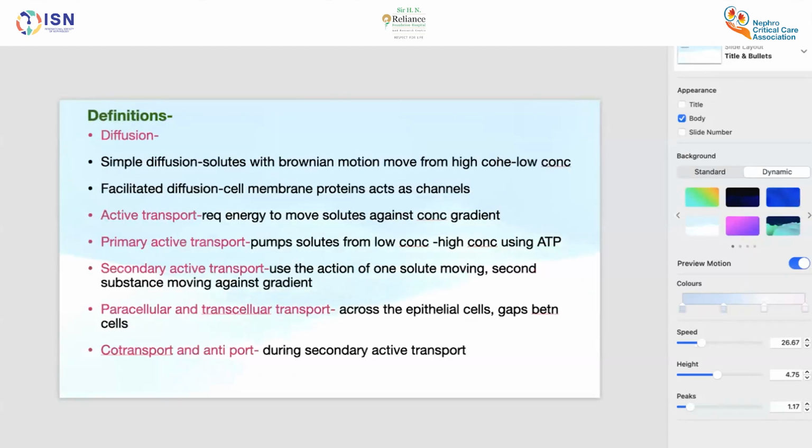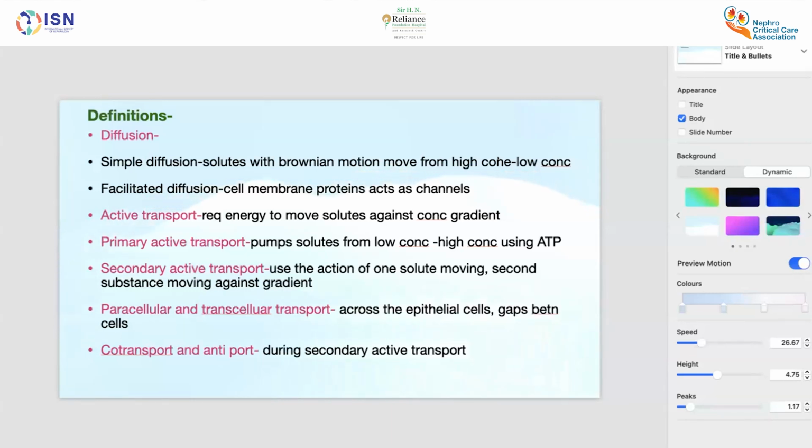We need to understand some basic definitions before going ahead with the physiology of the other parts of the nephron. Diffusion can be simple diffusion or facilitated diffusion. In simple diffusion, solutes with Brownian motion move from high concentration to low concentration. In facilitated diffusion, cell membrane proteins act as a channel. Active transport requires energy to move solutes against the concentration gradient.